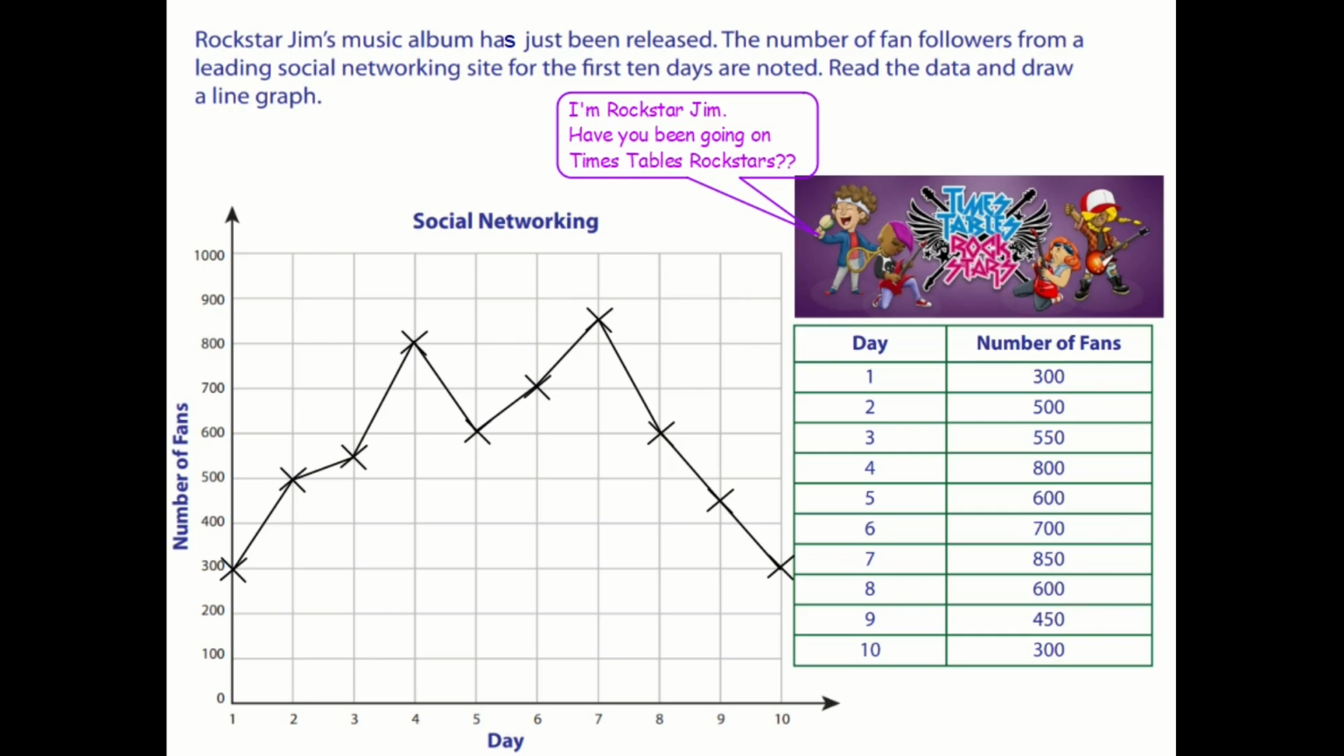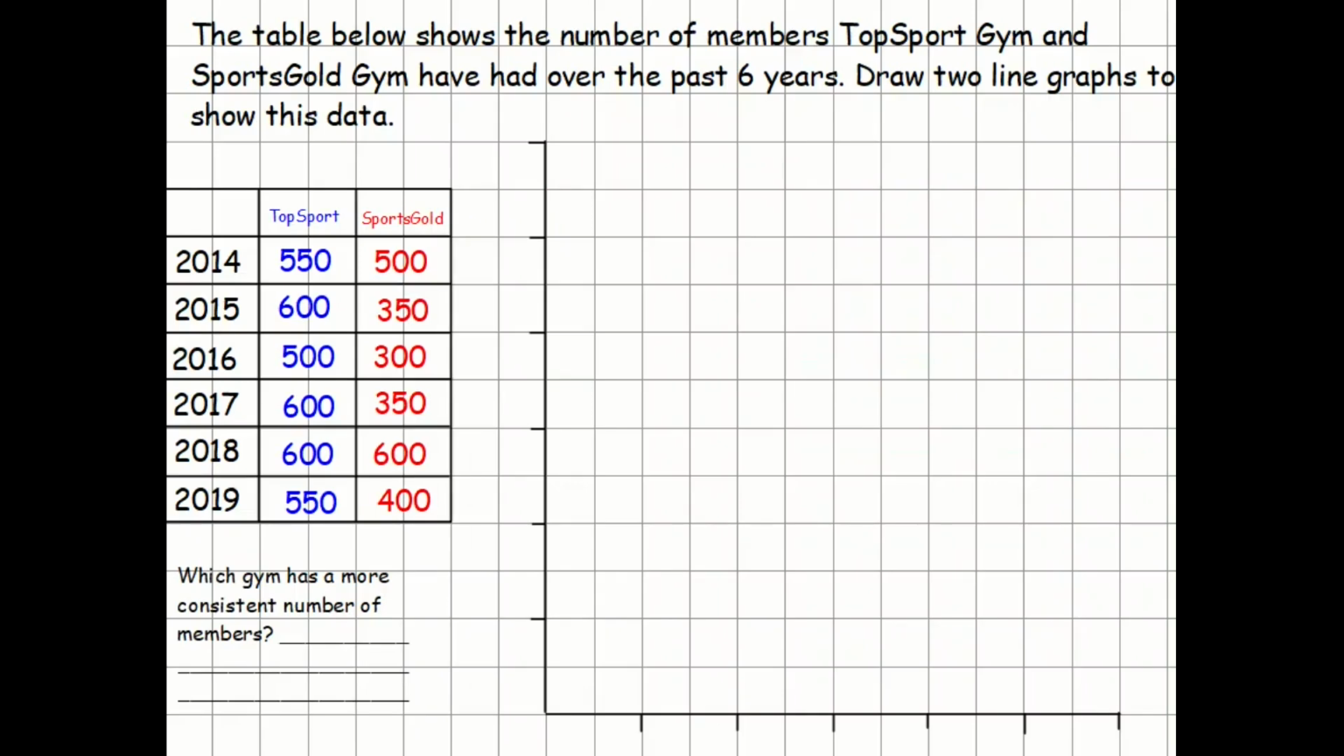But what happens if there's more than one thing going on? So now we're going to look at two things going on. It says the table below shows the number of members Top Sport Gym and Sports Gold Gym have had over the past 6 years. Draw two line graphs to show this data. Now we don't have anything on our axes, and this is where we are going to have to do all the work ourselves.